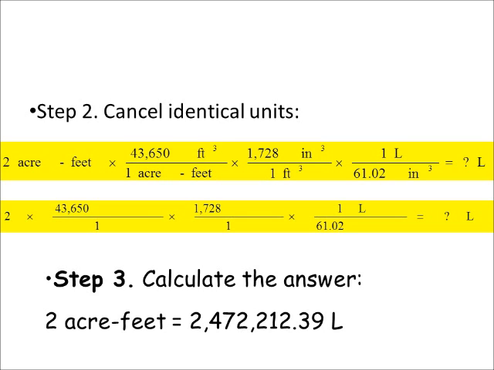We have feet cubed on the top here and feet cubed on the bottom here. So feet cubed cancels feet cubed. We have inches cubed and inches cubed, and they cancel as well. And after the cancellations, top and bottom, are completed, you can see that units are stripped away, and all we have left on the left-hand side is liters. After that, it's simply multiplication and division. So 2 times 43,650 times 1,728, and that quantity divided by 61.02 is going to be equal to 2,472,212.39 liters.